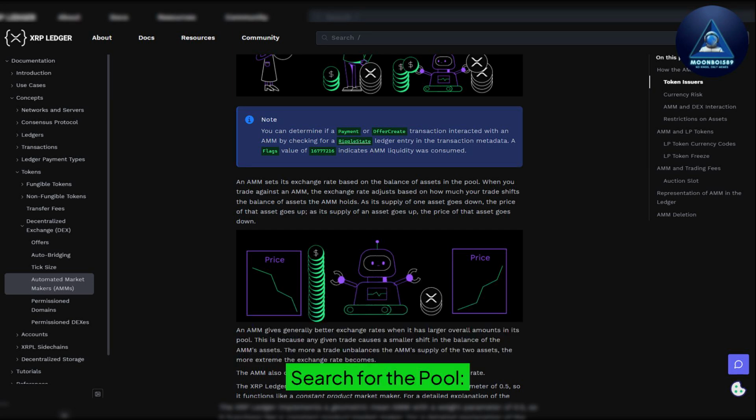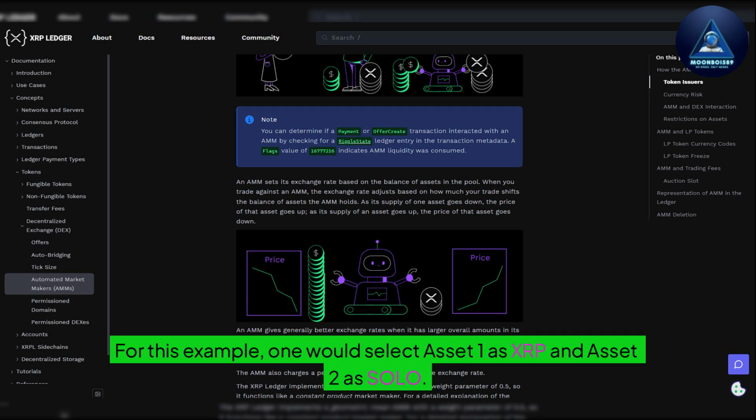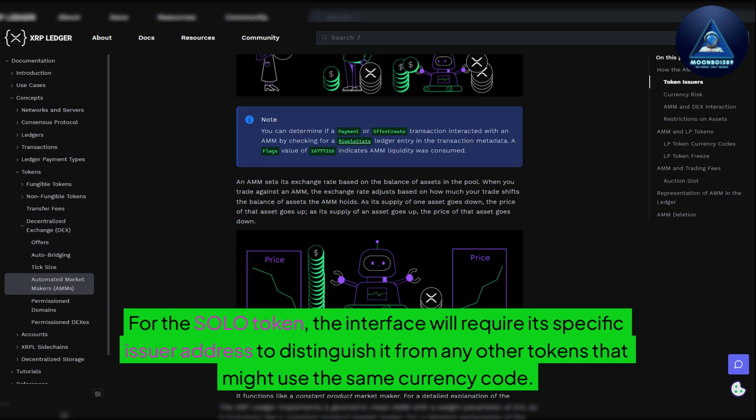Search for the pool. Users can search for a specific AMM pool by defining the asset pair. For this example, one would select Asset 1 as XRP and Asset 2 as Solo. For the Solo token, the interface will require its specific issuer address to distinguish it from any other tokens that might use the same currency code.